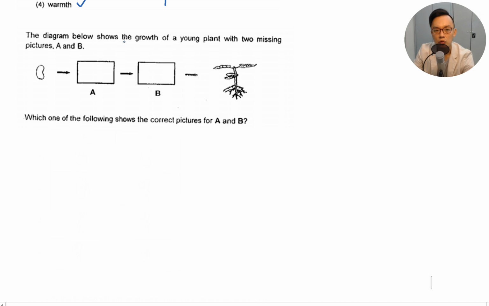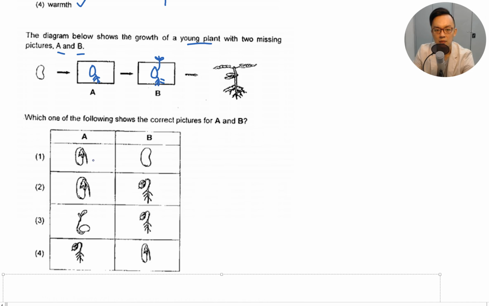The diagram below shows the growth of a young plant with two missing pictures, A and B. Which one of the following shows the correct pictures for A and B? So whatever this picture is, I know that the first thing that will grow is the root, because the root needs to absorb the minerals and the water from the soil. So after the root grows, the plant will grow, or maybe some young shoots will grow over here. All right, so I'm looking for a picture that roughly looks like that.